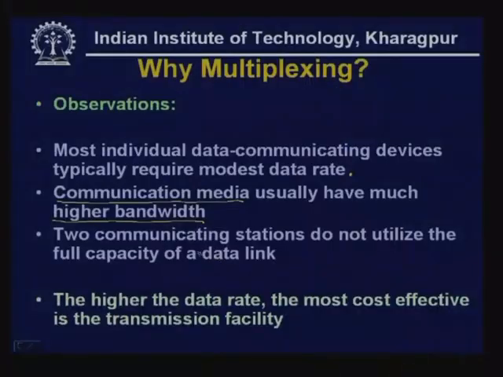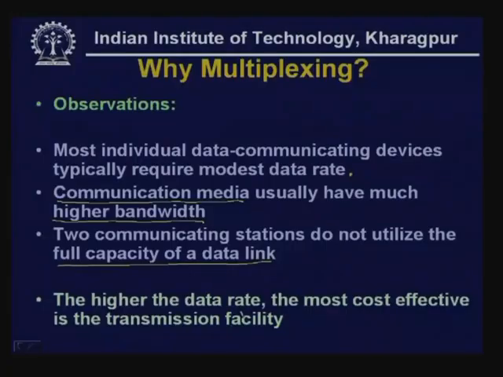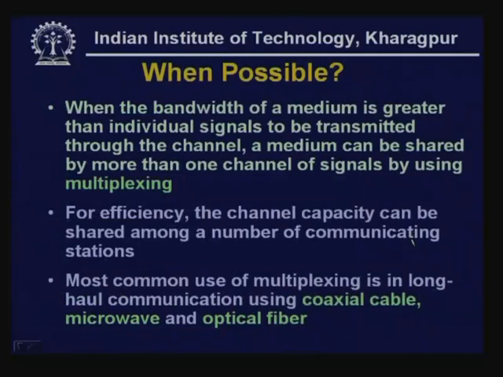So, whenever two users are communicating through a link, usually the full capacity of the link is not utilized. So, how do you make full utilization of the link capacity? In fact, as we shall see, the higher the data rate, the more cost effective is the transmission facility. That means, to make the transmission facility cost effective, we want a medium which has high data rate, high transmission capacity. On the other hand, the individual users have smaller capacity. Based on this observation, the multiplexing techniques have developed.